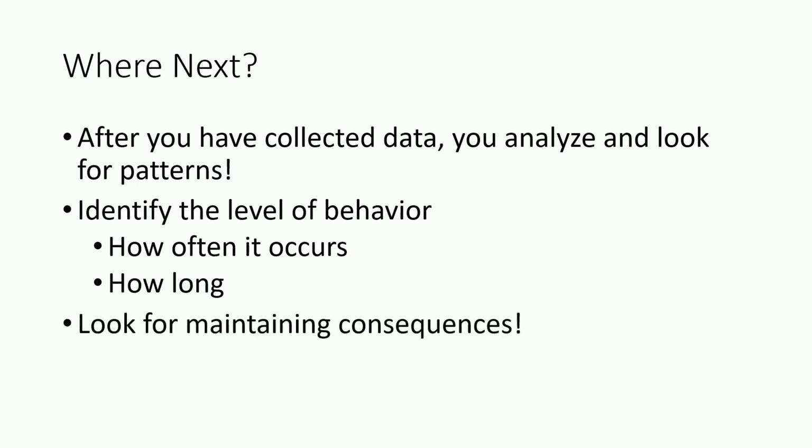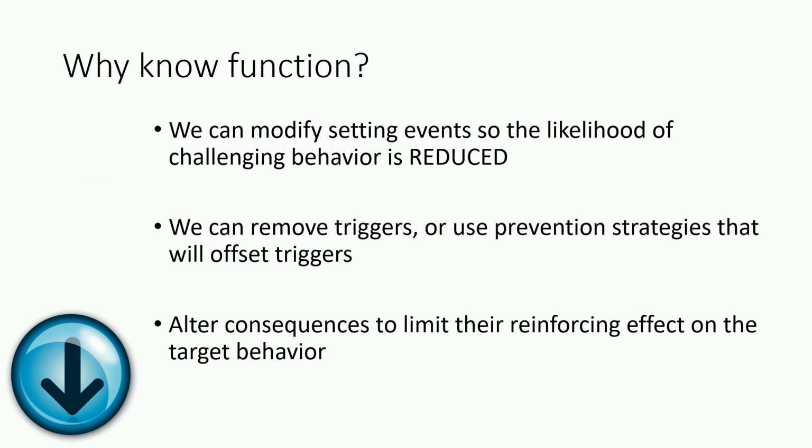What is going on after the behavior? Why do we want to know the function? If we know the function and we know what those setting events and those antecedents are, we can modify setting events so that the likelihood of the challenging behavior is reduced. We can remove some of those antecedents or use some prevention strategies that will offset those triggers.